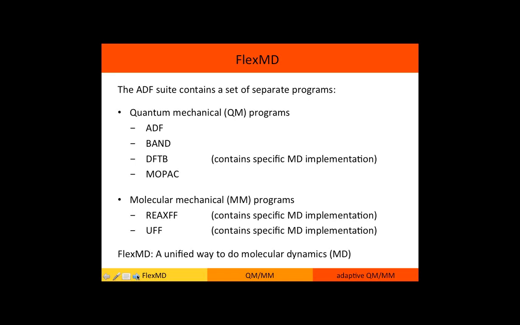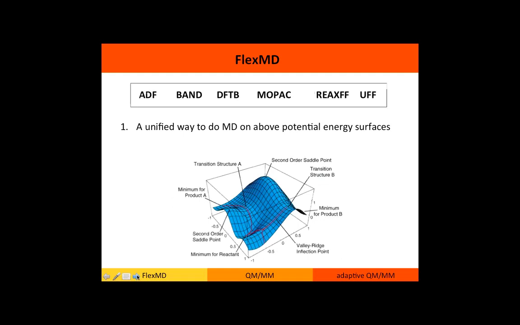Some of these programs already give you the possibility to do molecular dynamics, but these are specific implementations. So for DFTB, ReaxFF, and UFF, there are 3 different implementations of molecular dynamics. What FlexMD offers as a Python wrapper around this suite is a unified way to do molecular dynamics with these programs. This is depicted here schematically. First of all, FlexMD exists as a unified way to do molecular dynamics on the potential energy surfaces provided by ADF, BAND, DFTB, MOPAC, ReaxFF, and UFF.